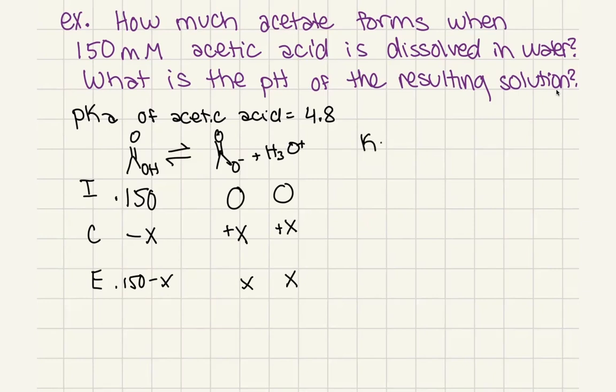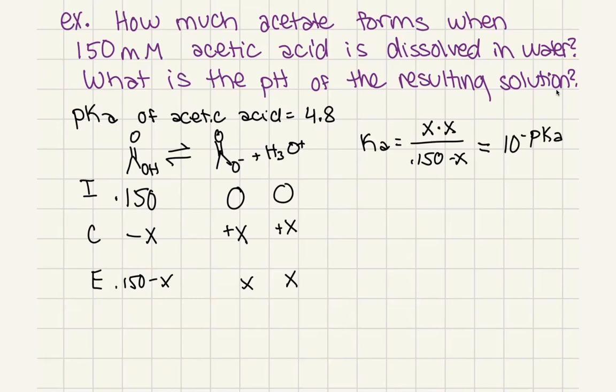And so if we take our Ka, in this case, it's going to be equal to our X from the acetate times the X from the hydronium over this 0.150 minus X. And remember that our Ka, we're not given the Ka, but we are given the pKa. And so in this case, we're given that the pKa is equal to 4.8. And so remember that instead of thinking of this in terms of Ka, if we want to think about this in terms of the pKa, that would be 10 to the minus pKa.